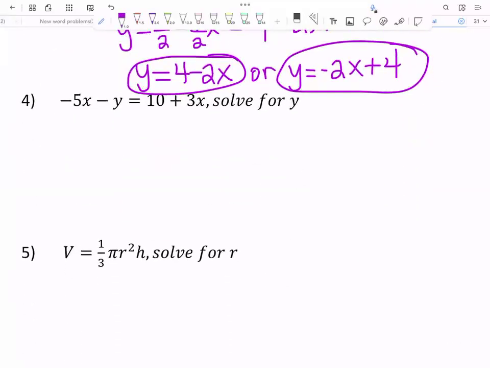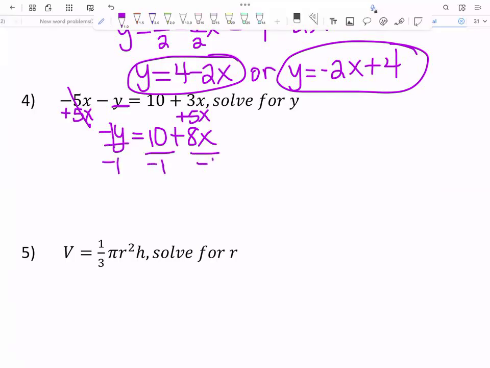On number 4, we're trying to get y by itself. So right now we have a minus 5x. So we're going to add 5x to the other side. We actually have an x on that right side that we're going to combine it with. So we get plus 8x. And then this is negative 1 times y. So we're going to divide everything by negative 1. And when we do that, all the signs flip. So we get negative 10 minus 8x.